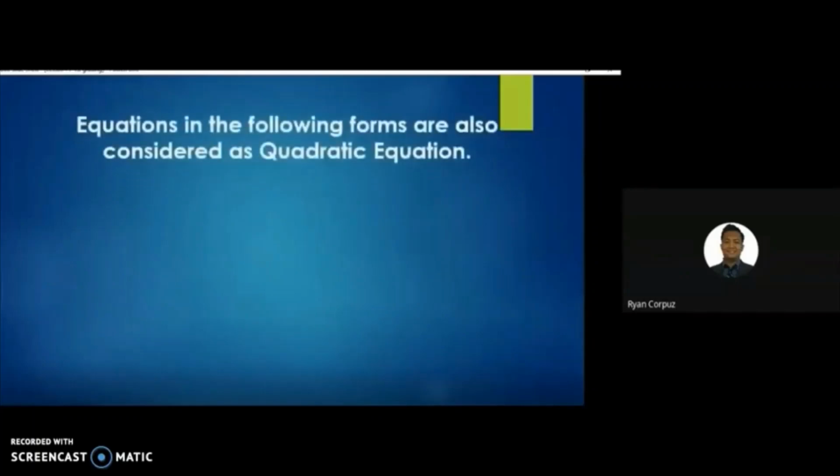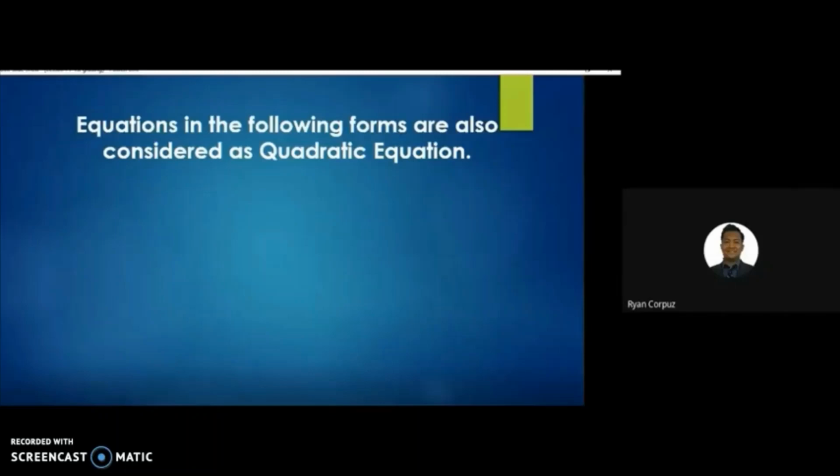Next, there are also equations in the following forms that are also considered quadratic equations. So we need to say it's not always that a quadratic equation has a quadratic term, linear term, and constant term.